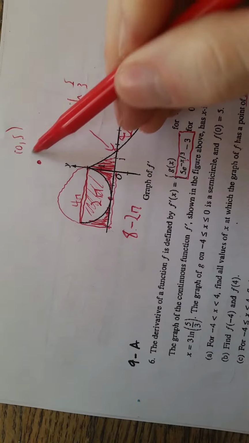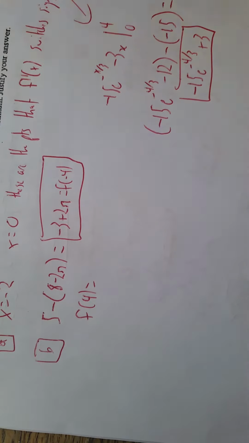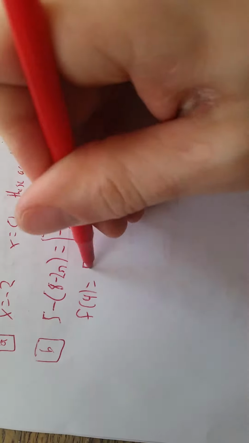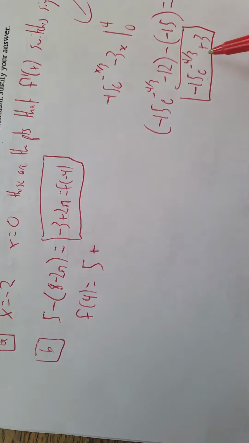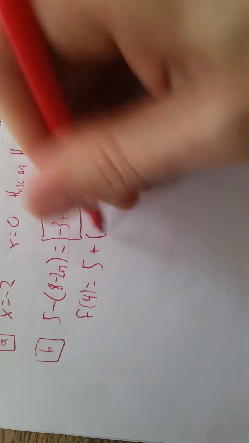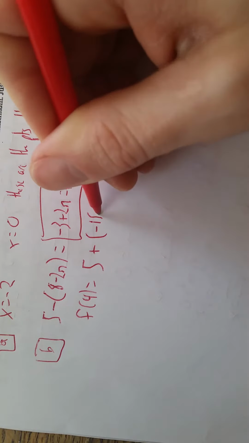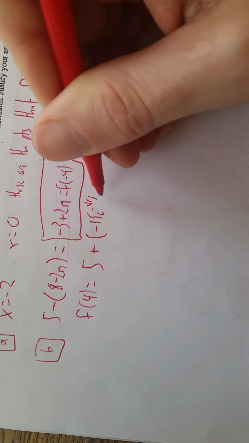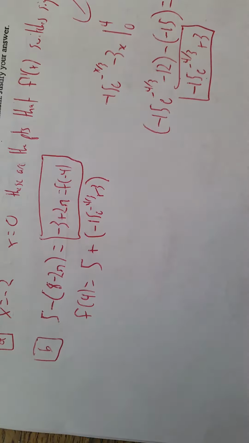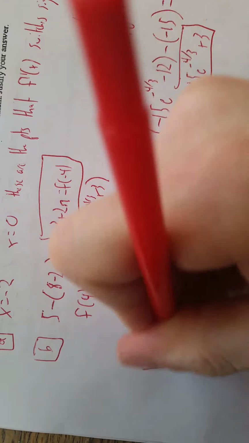Okay, but keep in mind, we started at 5. So f of 4, and I'm realizing this is weird looking, is 5 plus that garbage there, plus negative 15e to the negative 4/3 plus 3. And if you want, you can clean that up a little bit, but for the sake of time, I'm not going to add 5 and 3 together.